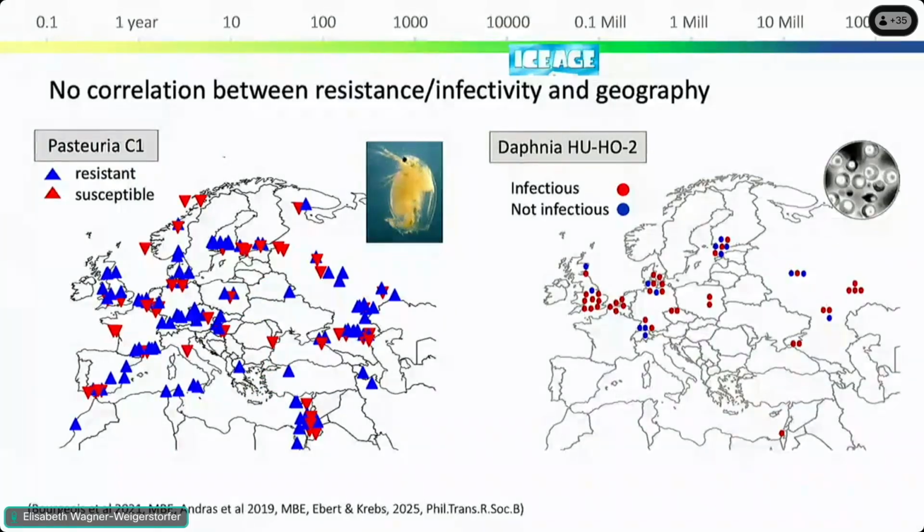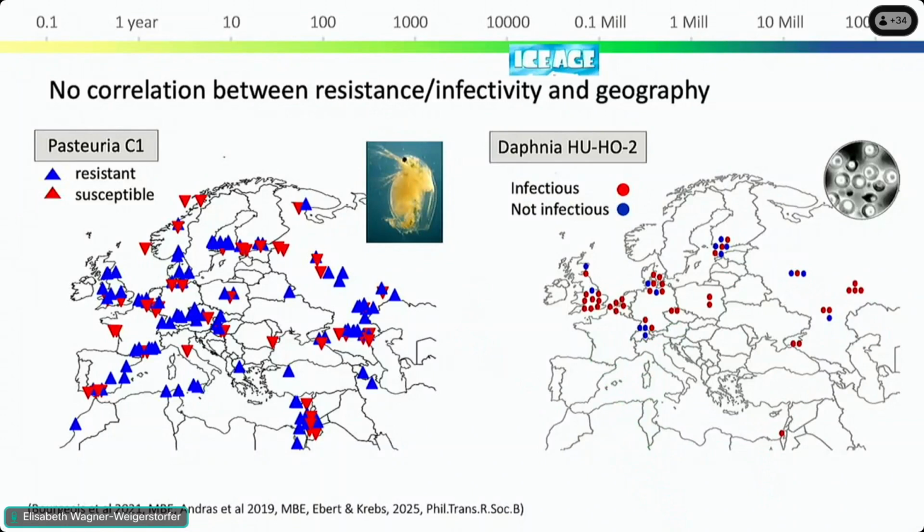The other way around is to do this with a parasite. So now we took one host clone and infected it with different isolates from the parasite collected in the Western Palearctic. And you see again red and blue, and it's again more or less evenly distributed red and blue, uniform distribution.